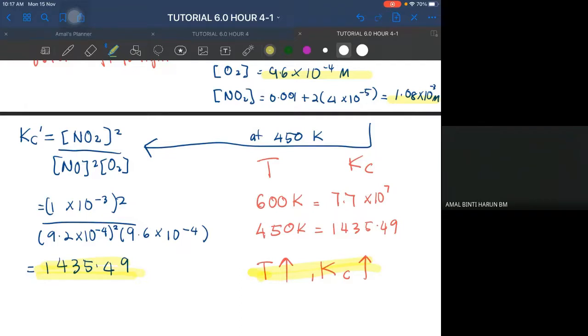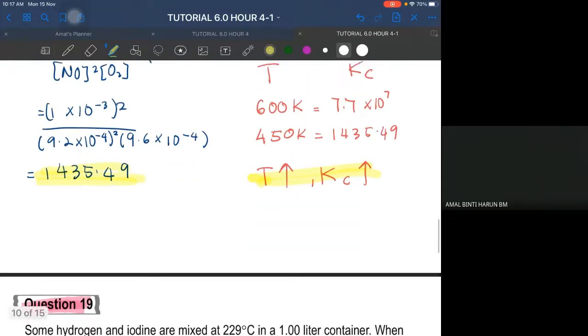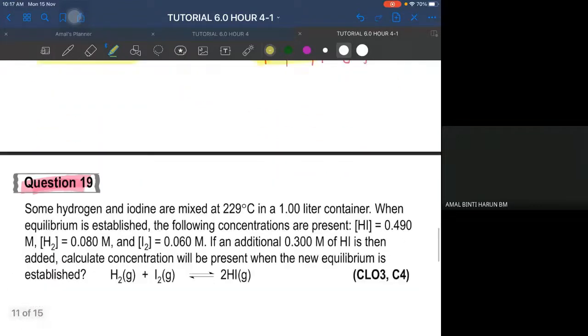Okay, settle nombor 18. Soalan? Berapa minit lah? 17 minit untuk satu soalan.